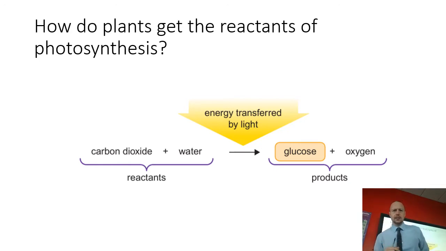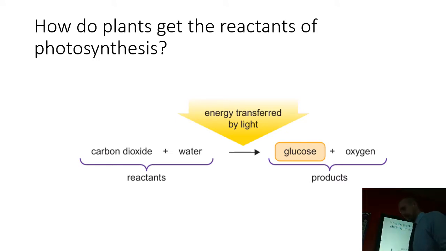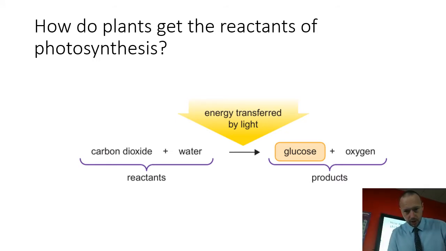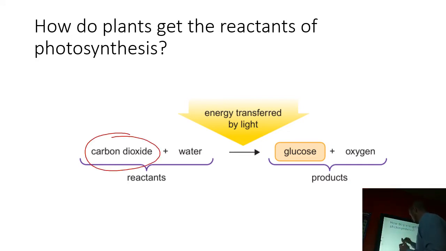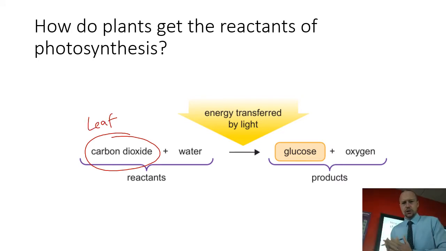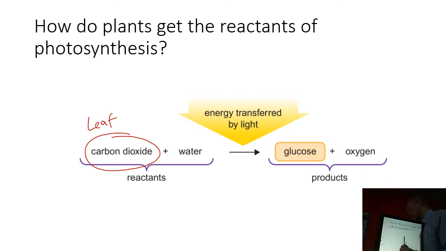Right, so the first thing is, how do plants get the reactants of photosynthesis? So pause the video now and have a little think. Right, the answer is, plants get carbon dioxide through the leaf, specifically through the spongy layer, which increases the surface area. So carbon dioxide will move in through the stomata and diffuse into the leaf, so it's through diffusion.